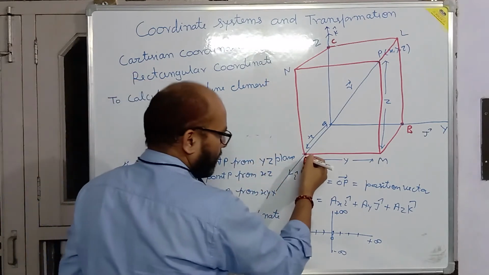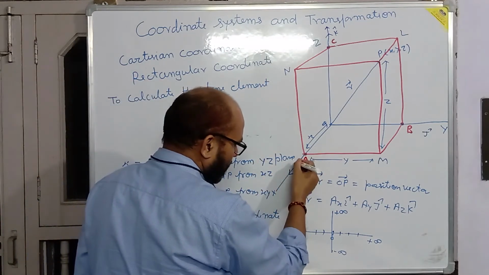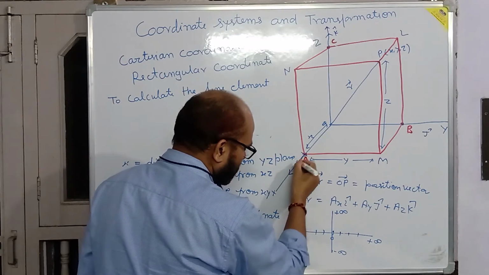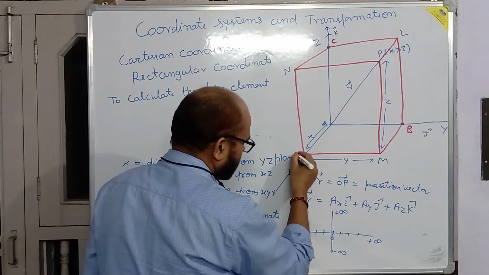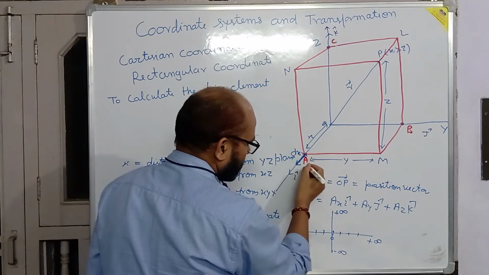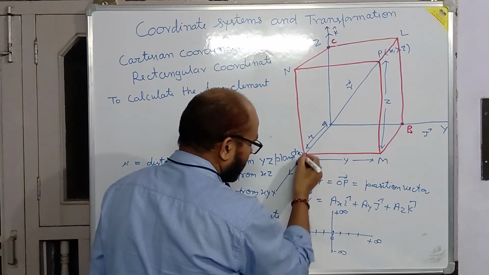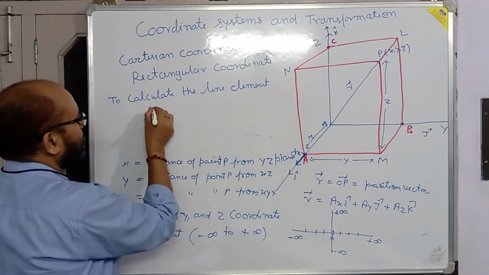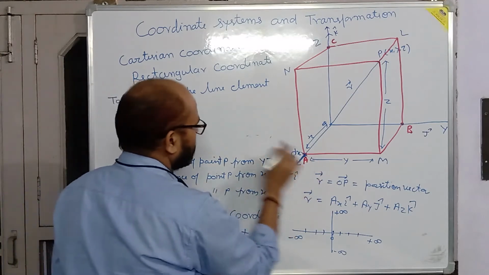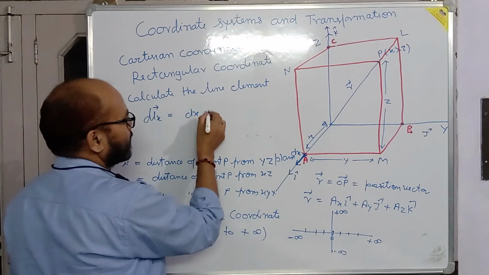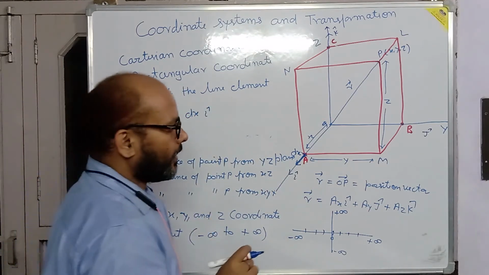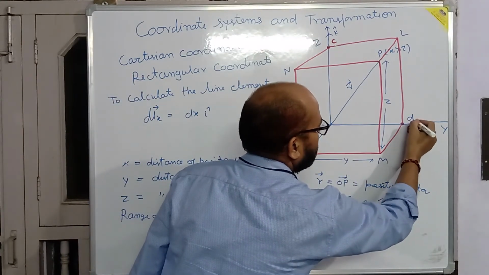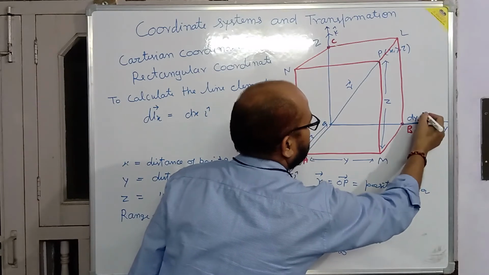Suppose a line element dx is increasing along the x-axis, and the direction is i cap. That is known as dl, the line element. So the line element dlx has magnitude dx and direction i cap. In the same way, the line element along the y-axis is dy j cap, so dly.